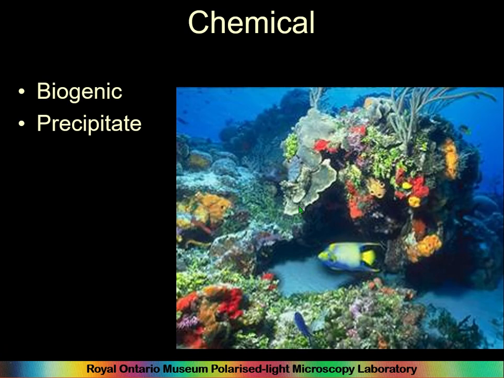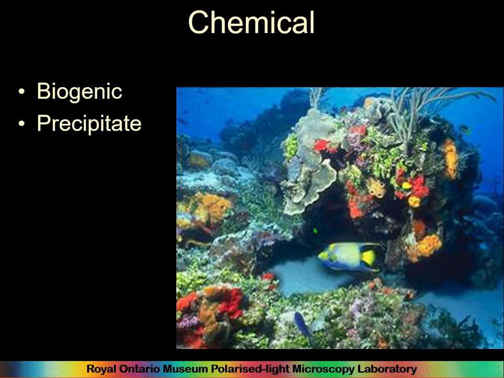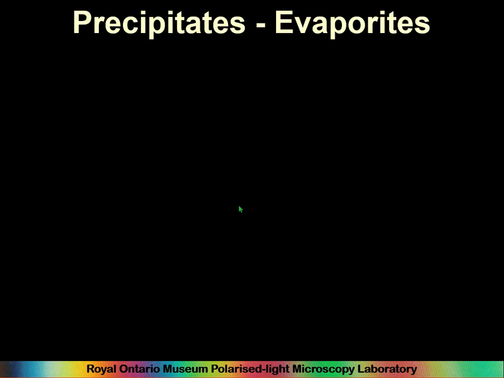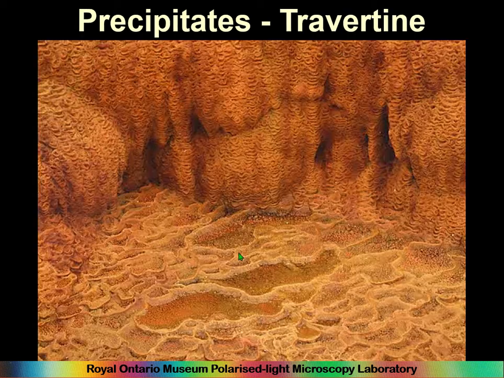So then we come to the chemical biogenic precipitates, and of course things die, make rocks. So the precipitates or evaporites, oh dear, all come in one go. Chemical precipitates, formed by precipitation of dissolved minerals from water during evaporation. So that includes travertine, which is made of calcite, gypsum, made of calcium sulfate, and halite, which is sodium chloride. So all of these things precipitate from seawater.